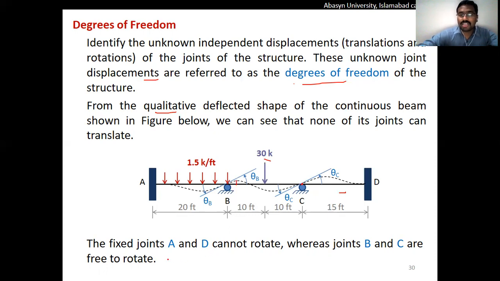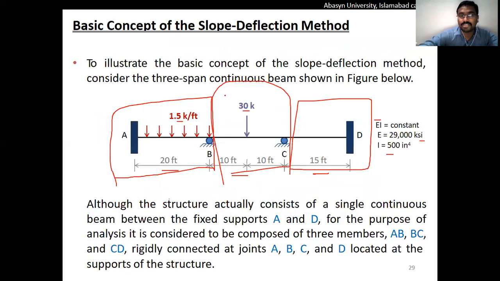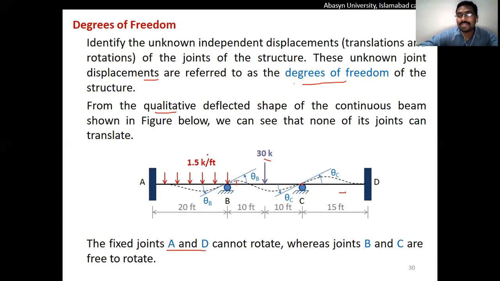Now, as we see, joints A and D cannot rotate because both joints are fixed ends, as already mentioned for beams. At a fixed end, we have no rotation and no displacement. Similarly, at roller supports, the beam cannot move upward or downward, so there will be no displacement in the members. So we will have only rotation at the roller supports, that is, point B and point C.